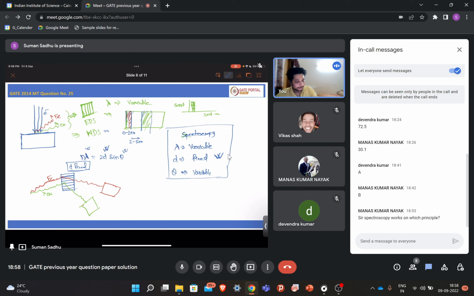But for diffraction, this is different. For diffraction, your lambda is fixed, right? You are using a single wavelength in case of diffraction, either copper K alpha or cobalt K alpha. So this fixed lambda you use and you measure. d is variable in this case and theta is also variable. So this is the difference between spectroscopy and diffraction. This is the principle for spectroscopy and this is the principle for diffraction.